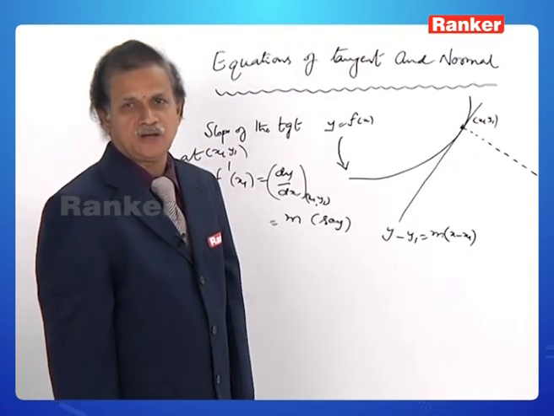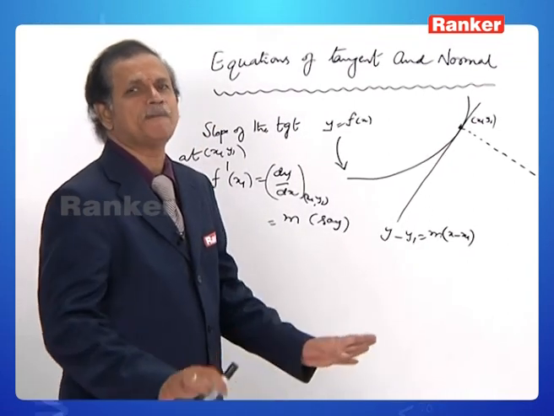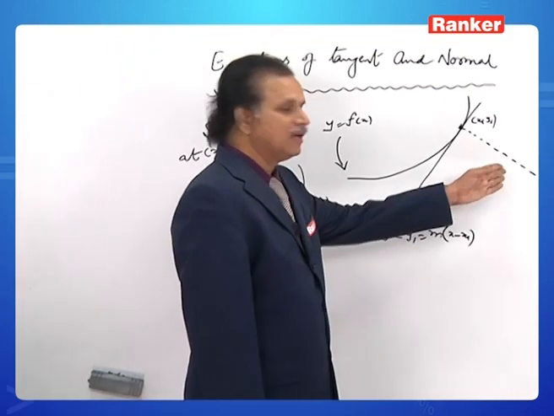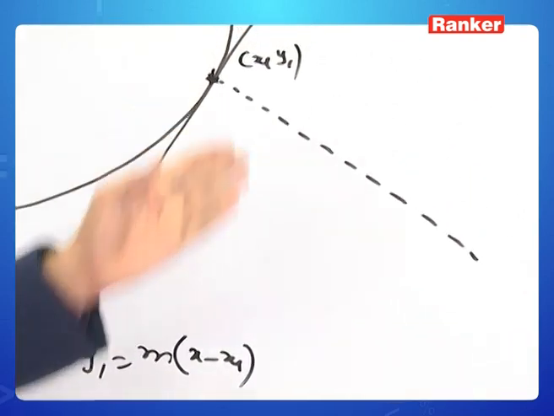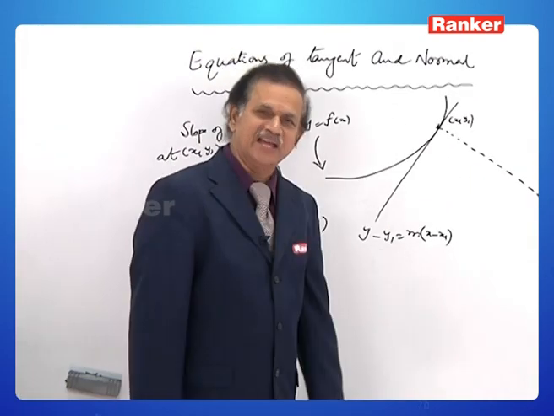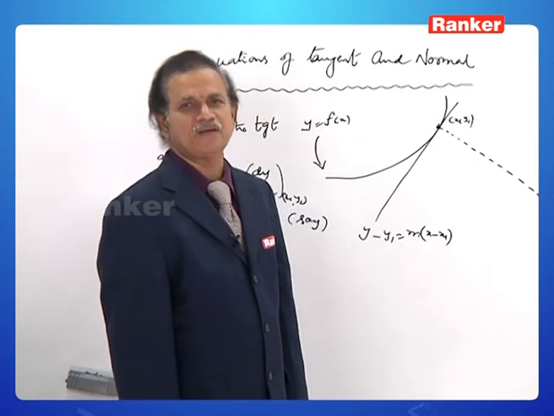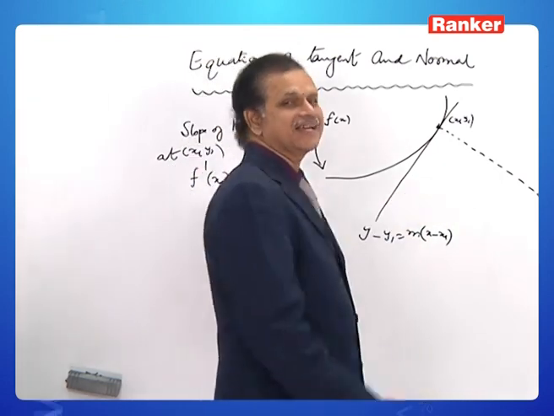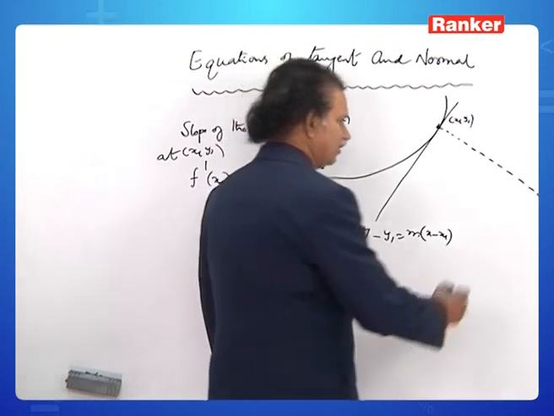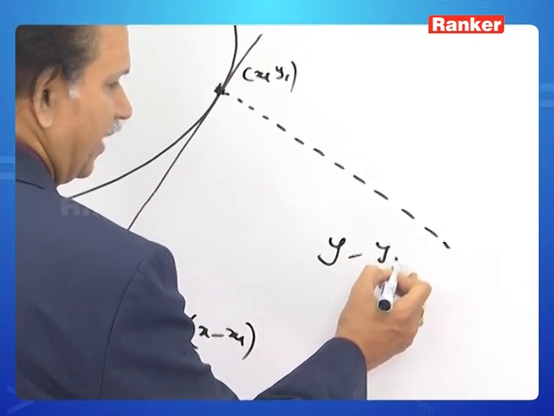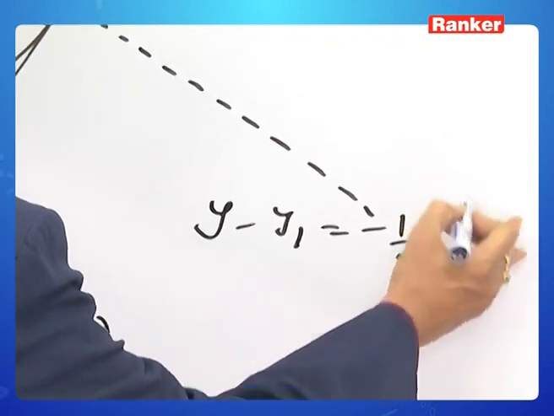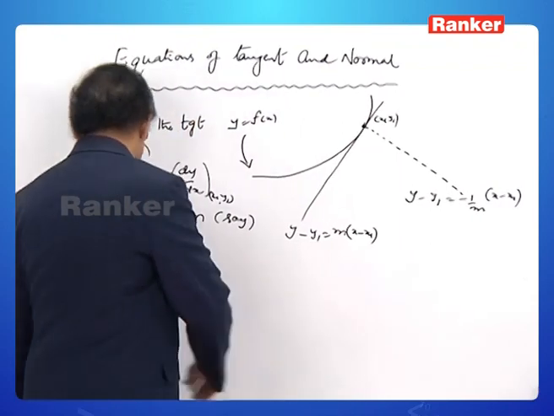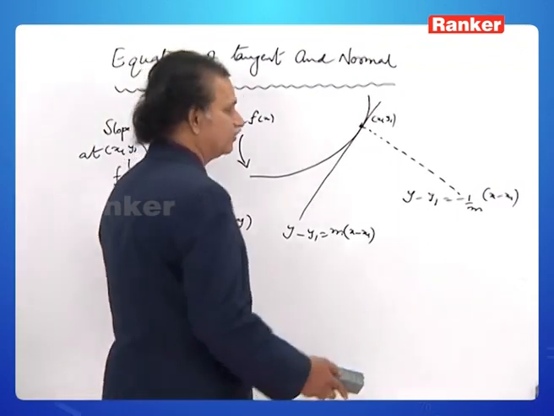What can you say about the normal? It's very simple. Just the slope changes. Recall that a normal is a line perpendicular to the tangent. If the slope of the tangent is m, automatically the slope of the normal will be minus 1 by m, because these two are perpendicular. Hence, can you guess the equation of the normal? It's very simple. Y minus y1 is equal to minus 1 by m into x minus x1.